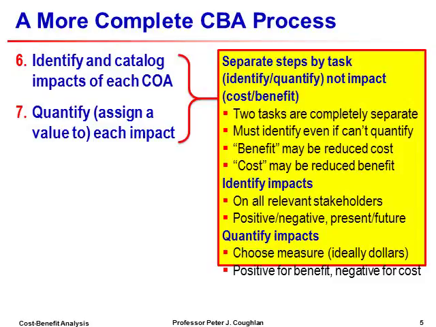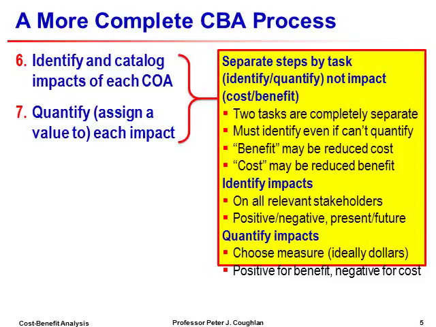Also, another reason to separate the steps by task and not the type of impact is that it's not clear what's a benefit, what goes in the benefit analysis, what goes in the cost analysis, right? Again, a benefit may be a reduced cost, or a cost may be a reduced benefit, right? And so instead of analyzing costs and benefits separately, it's better to identify all the impacts, good and bad, and then quantify those impacts.